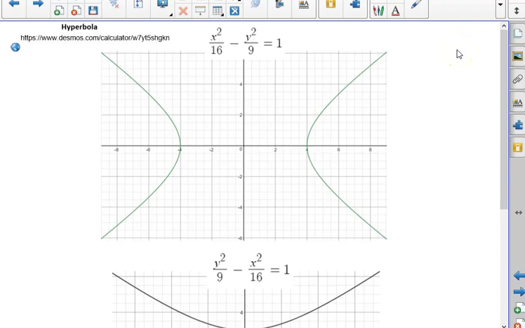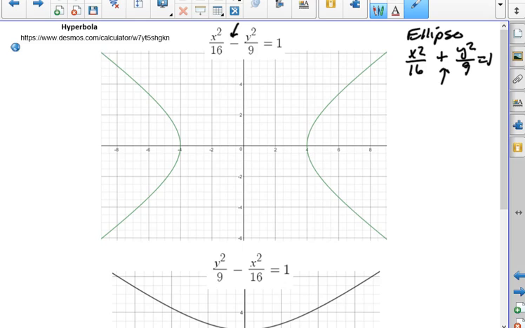Next we're going to look at the hyperbola. If you go back to your ellipse equation, you'll notice the only difference between the hyperbola equation and the ellipse equation is that the hyperbola has a subtraction sign and the ellipse has an addition sign. So the ellipse equation that we looked at on the other page looked like this: x squared over 16 plus y squared over 9 equals 1, and this has a minus sign. So that's the difference between the ellipse and the hyperbola.